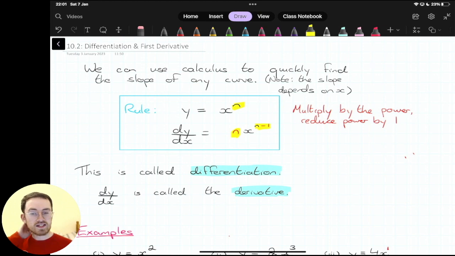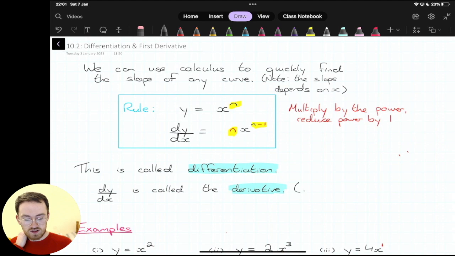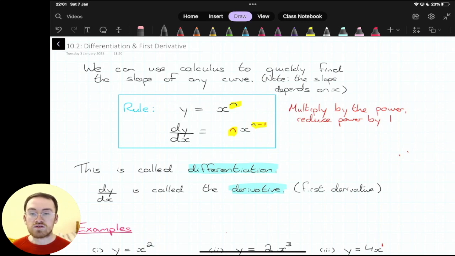And dy dx is called the derivative, and often it's called the first derivative, to be more specific about it. So dy dx, the derivative, we've seen it called the slope, or we've considered it the rate of change, all of these words that we've heard before. Okay, so we're tying all these words together, getting used to working with them all and how they interact with each other.